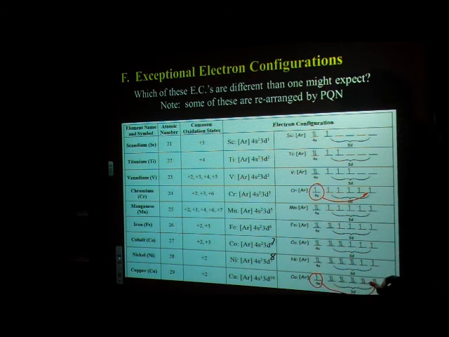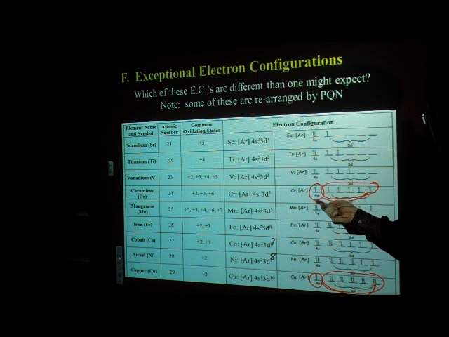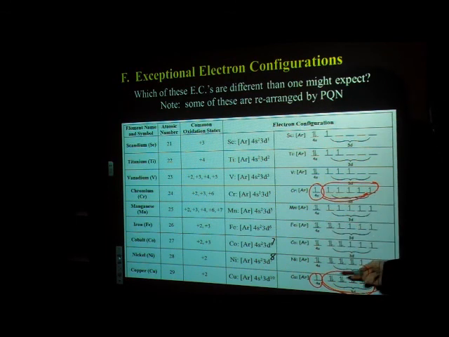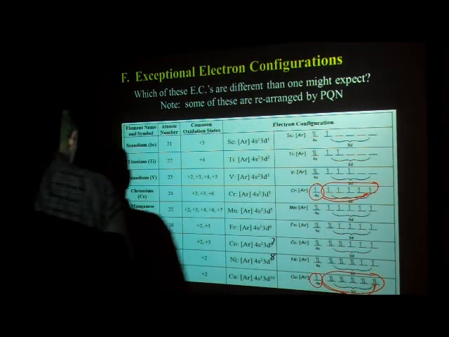4s1, 3d10. So I guess what's happening here is, it turns out atoms really kind of like to have either half-filled d orbitals or completely filled d orbitals. They would rather have that more than they would like to have s orbitals be filled. So half-filled d orbitals, completely filled d orbitals seem to be happy states for atoms. So we're done for today.